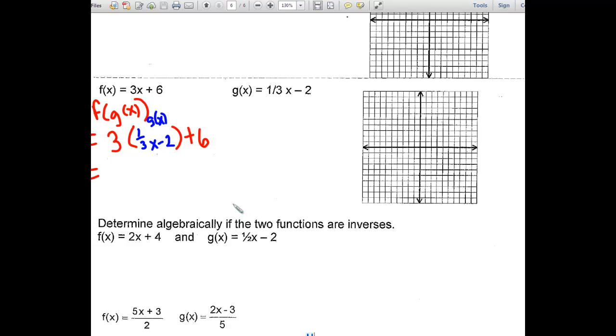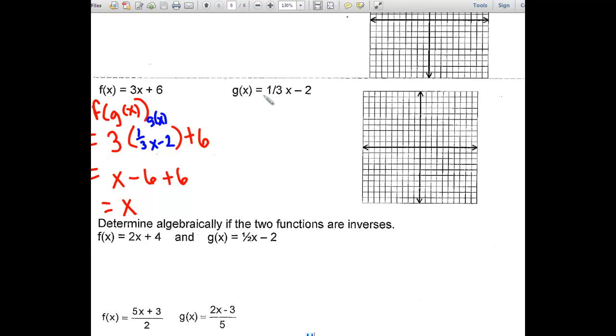Now we distribute 3 throughout the function. So 3 times 1/3 x is equal to x. 3 times negative 2 is negative 6, plus 6. And when we combine like terms, we just get x.